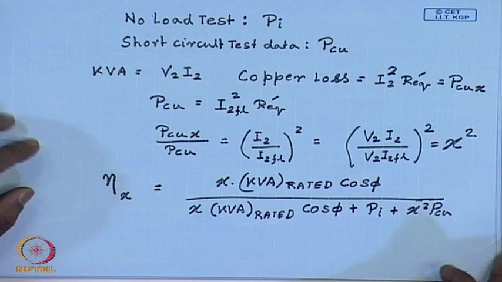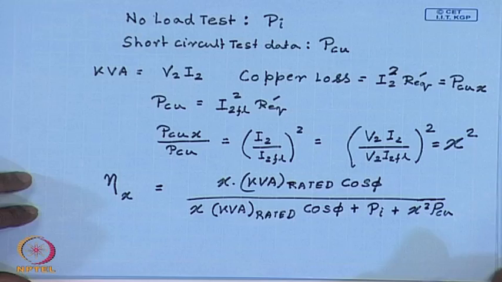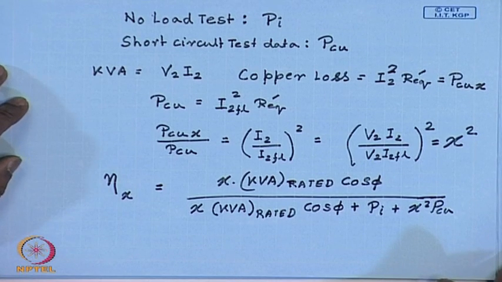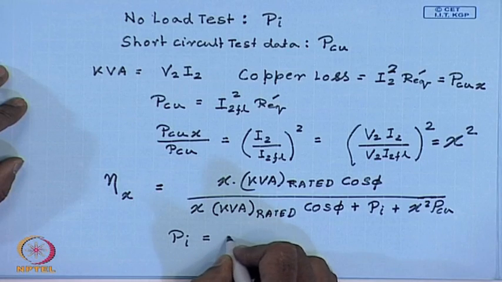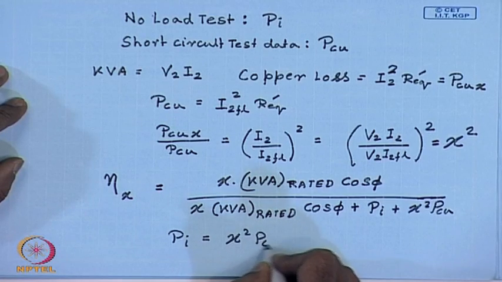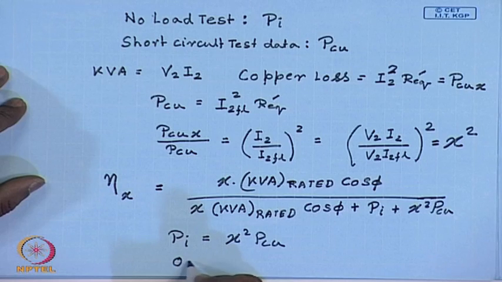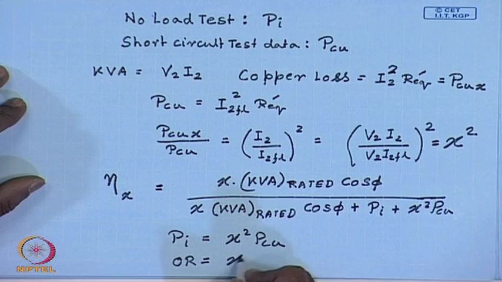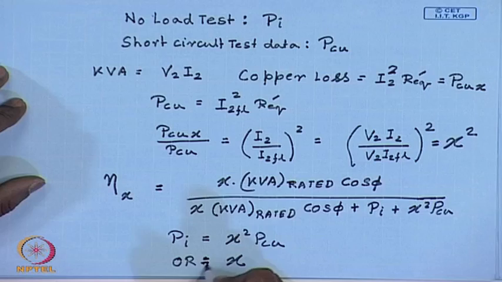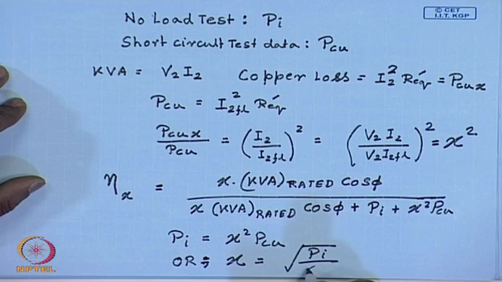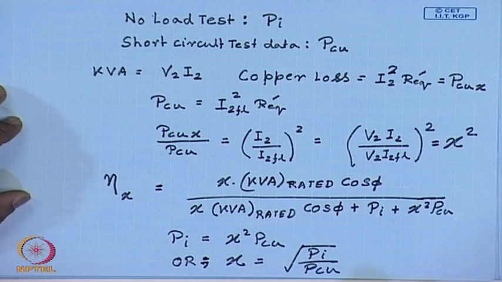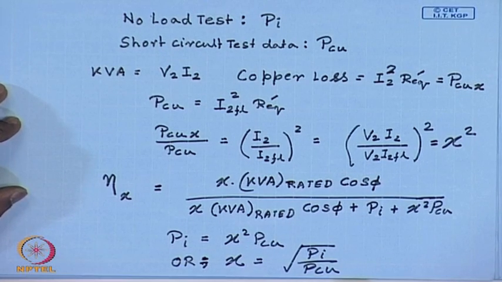And we have seen that at the fractional load at which the efficiency will be maximum, Pi is equal to x square PCU, or x equal to square root of Pi by PCU. So, this is the fractional load at which the transformer efficiency will be maximum.